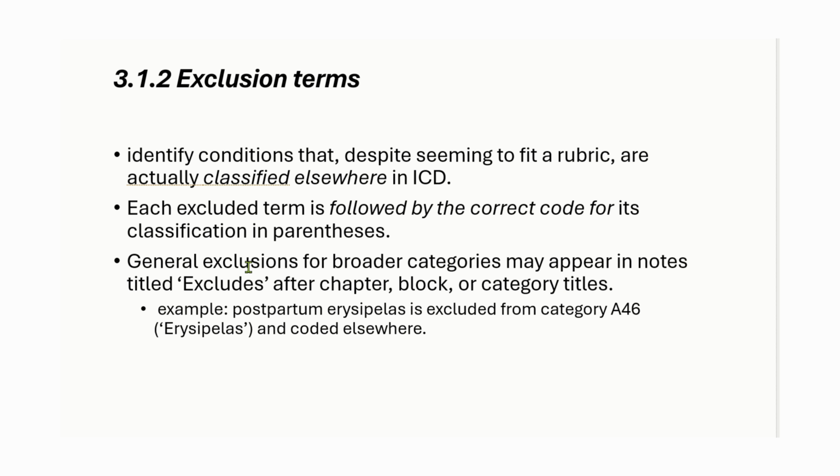On the other hand, exclusion terms identify conditions that, despite seeming to fit a rubric, are actually classified elsewhere. You will find that each excluded term is followed by the correct code for its classification in parentheses. General exclusions for broader categories may appear in notes, and you will see that written as Excludes after the chapter, block, or category title. As an example, postpartum erysipelas is excluded from category A46.